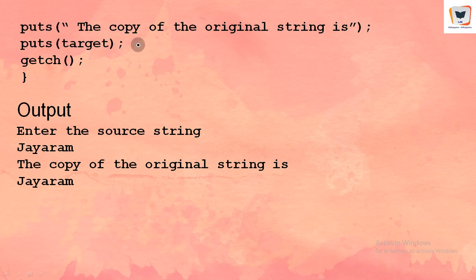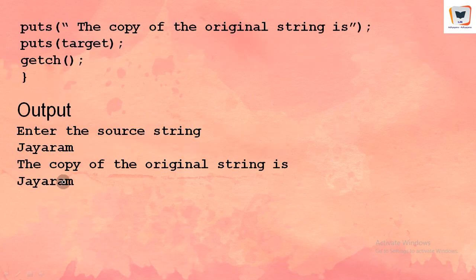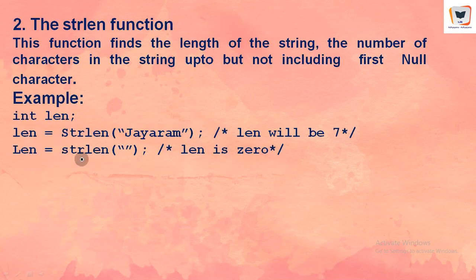The copy of the original string is target. Enter the source string: Jayaram. The copy of the original string is Jayaram. Of course, this is driven out of the target. This is what exactly source contains.